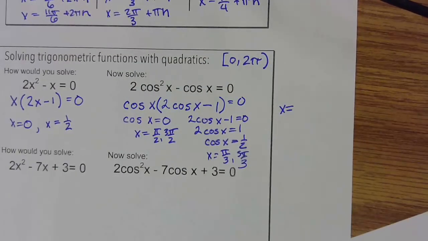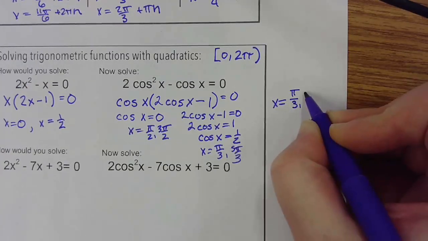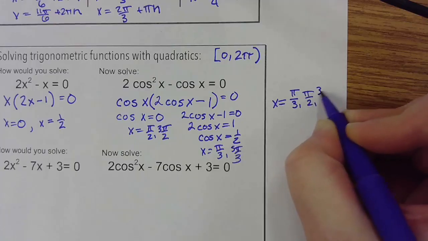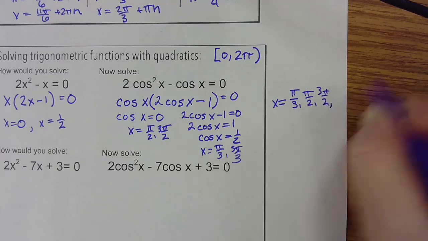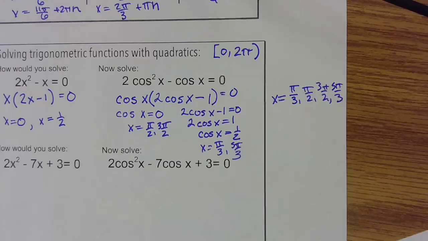There's really no rule on how you have to give your final answer. Obviously, most of the time we would go in increasing order. So I'd list out the final solutions here as pi over 3, pi over 2, 3 pi over 2, and 5 pi over 3. So those are all 4 of my solutions between 0 and 2 pi.